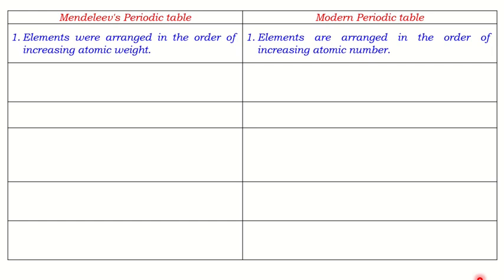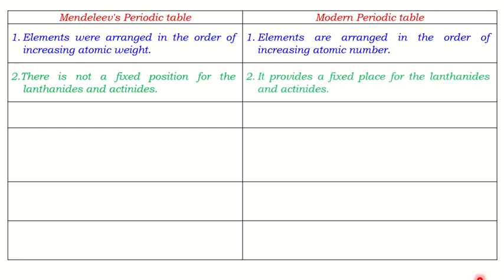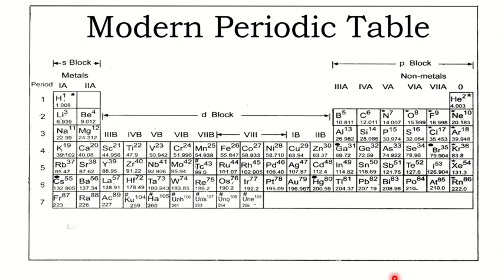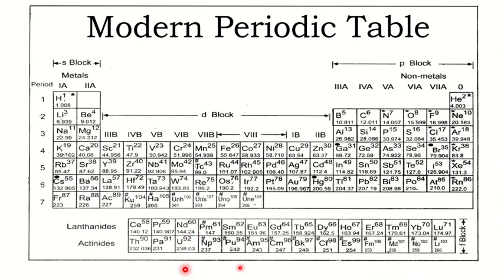Now let's have the table again. Second point, there is not a fixed position for lanthanides and actinides in the old table, but the modern periodic table provides a fixed place for lanthanides and actinides. Let's have a look at the Mendeleev periodic table. This is the developed form of the Mendeleev periodic table, and looking at this table, there are no lanthanides and actinides placed in it. Lanthanides and actinides are not included in the old periodic table, but in the modern periodic table, the lanthanides and actinides are added at the bottom. They are present at the bottom.